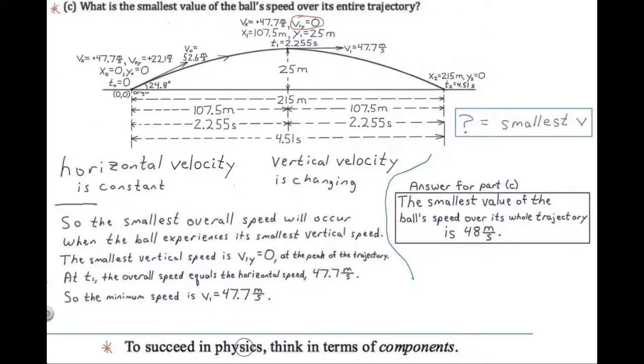To succeed in physics, think in terms of components. The ball's horizontal speed is constant, so to find the point with the smallest overall speed, we had to find the point with the smallest vertical speed.